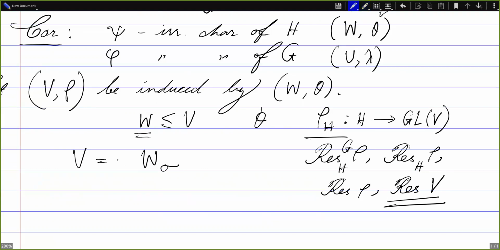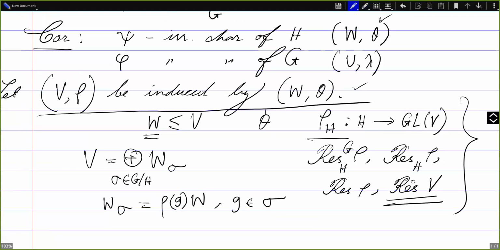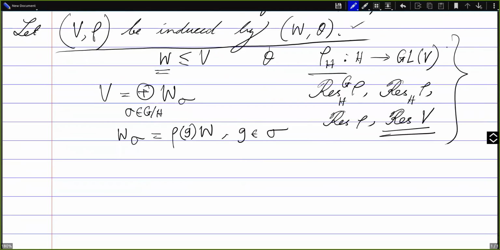Okay, so theta is the sub-representation of res V on this W, and V just becomes a direct sum of W sigma, where W sigma is defined as rho G W, G is any element in sigma. Okay, so we assume that V rho is induced by W theta. So this is what we mean by this.